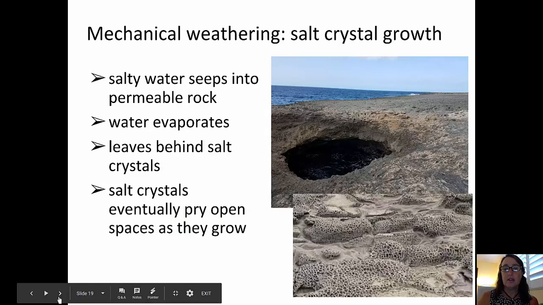Salt crystal growth is typical of areas that are coastlines near a salty body of water. And this happens when salty water creeps into the permeable areas of that exposed limestone or sandstone, whatever that rock might be. The water then evaporates and leaves behind salt crystals, which as they grow will pry open those spaces and then leave that honeycomb-like appearance on the surface.